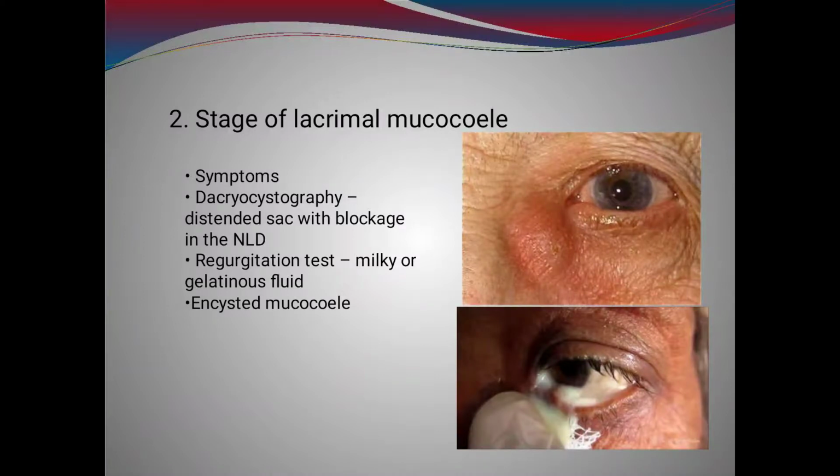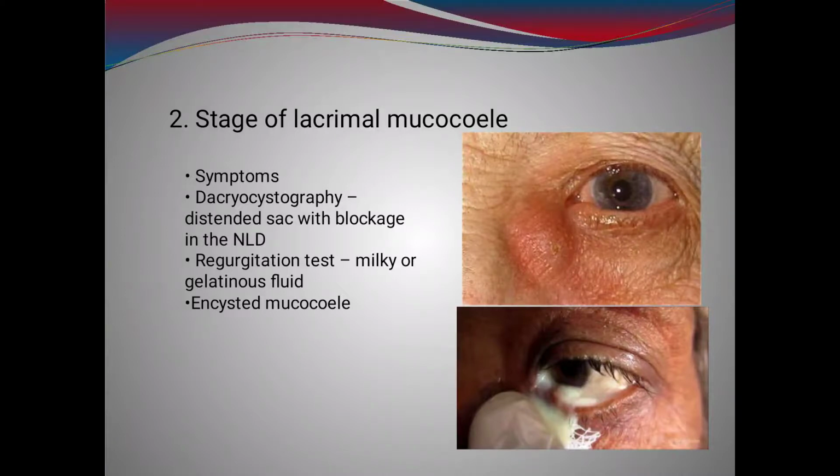The lacrimal sac, friends, is a potential space. So if there is obstruction distal to the lacrimal sac, then the fluid gets accumulated in the lacrimal sac, leading to distension of the lacrimal sac and to a condition called mucocele. Muco means mucoid and cele means cavity. So there is a lacrimal mucocele.